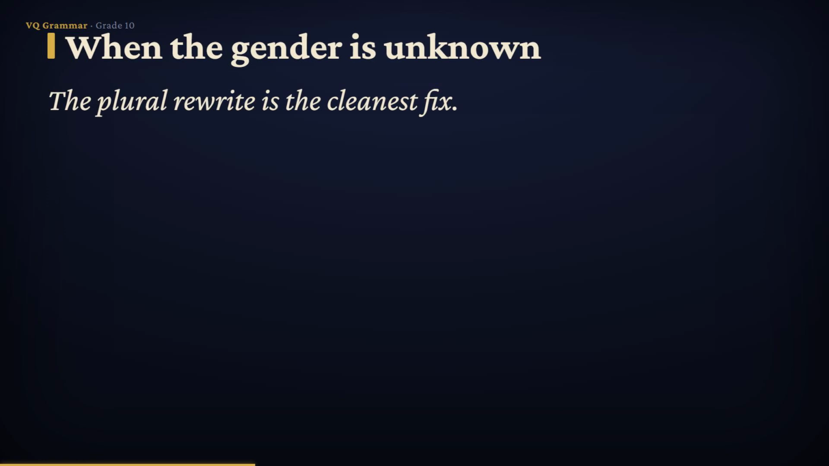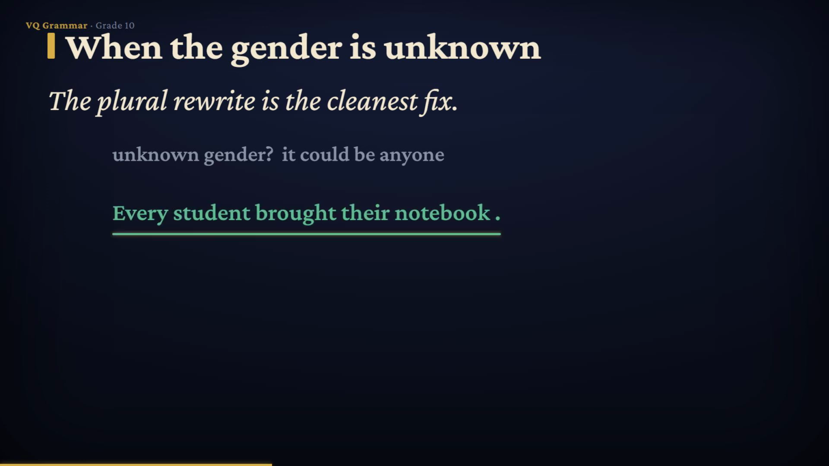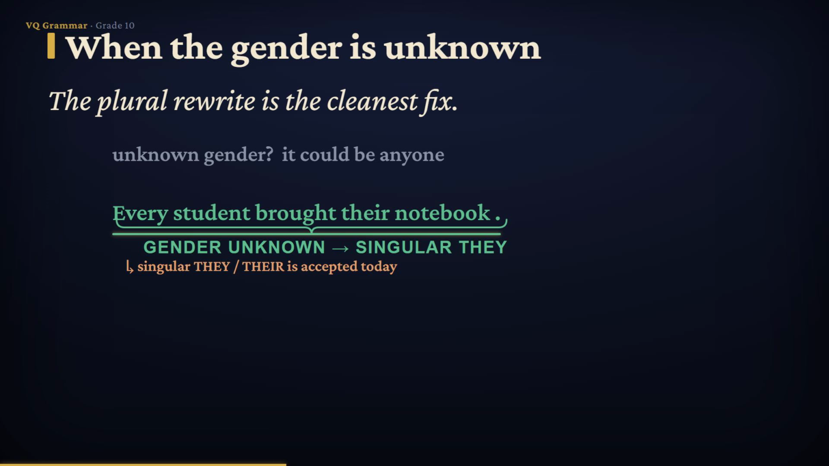Now, a real question comes up all the time. What if you don't know the gender of the antecedent? Or the antecedent could be anyone at all. Take a noun like student. Every student brought their notebook. Student doesn't tell us he or she. It could honestly be either. Modern usage handles that by accepting the singular they and their, and you will see it everywhere in careful writing.